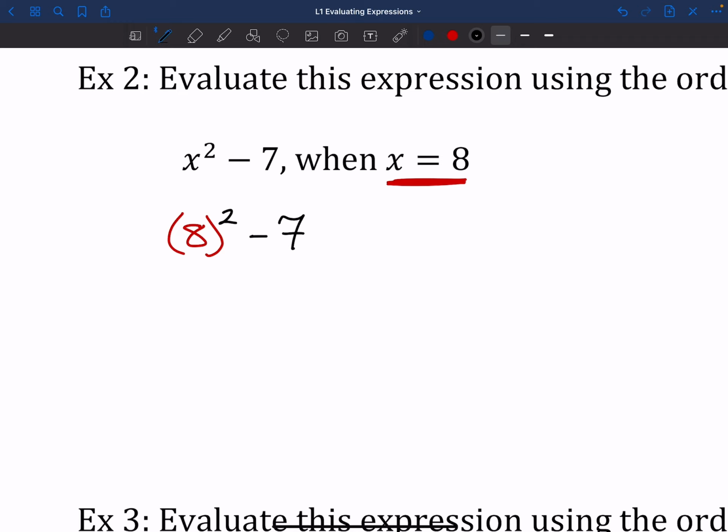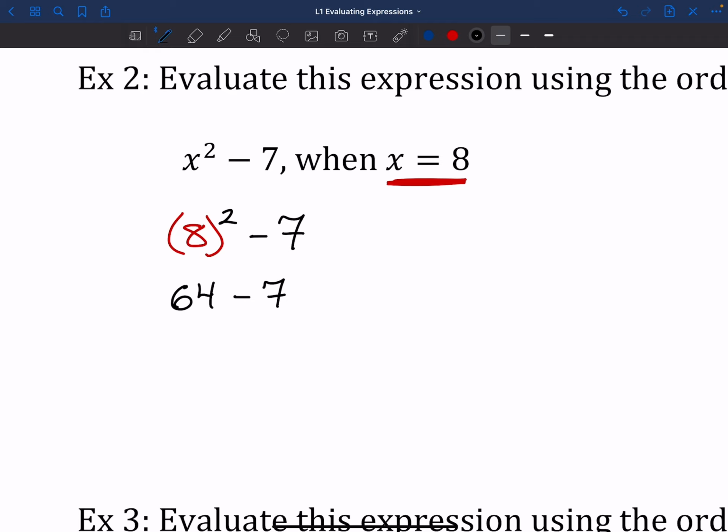That's 8 squared. So that's telling me that I have 8 times a second 8 there. So 8 times 8 is 64. All right, so we'll take care of that step and bring everything down. So that's parentheses done, exponents done.